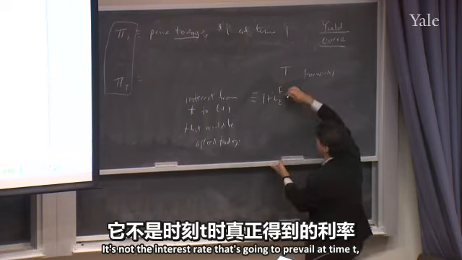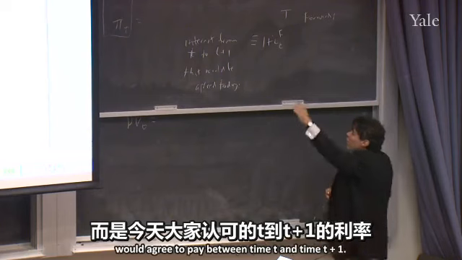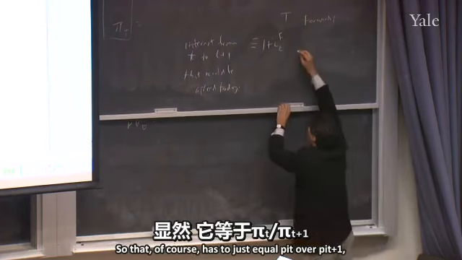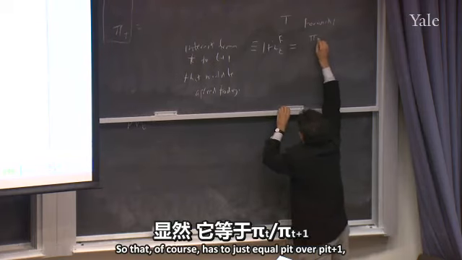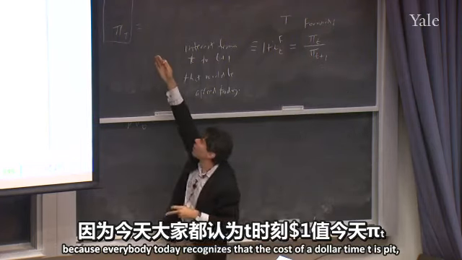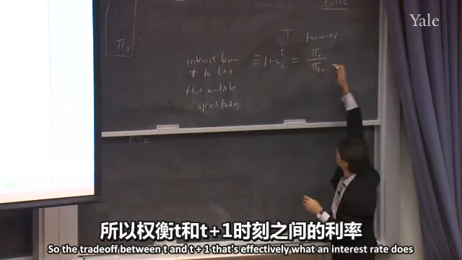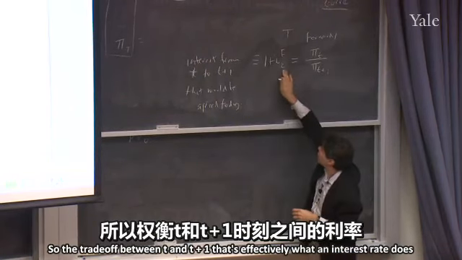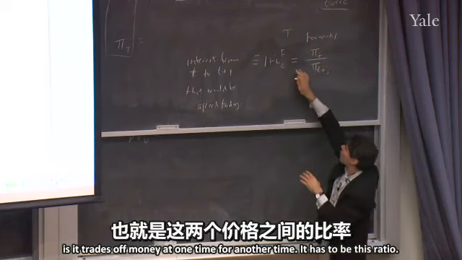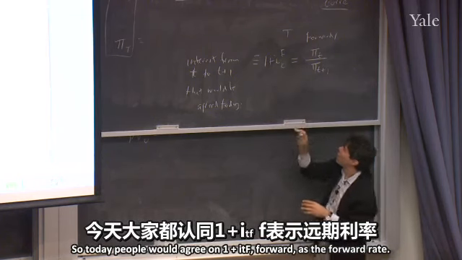Okay, it's not the interest rate that's going to prevail at time t. It's the interest rate that people today at time 0 would agree to pay between time t and time t plus 1. So that, of course, has to just equal pi t over pi t plus 1. Because everybody today recognizes that the cost of $1 at time t is pi t, and the cost of $1 at time t plus 1 is pi t plus 1. So the trade-off between t and t plus 1, that's effectively what an interest rate does, is it trades off money at one time for another time. It has to be this ratio. So today, people would agree on 1 plus I t forward as the forward rate.